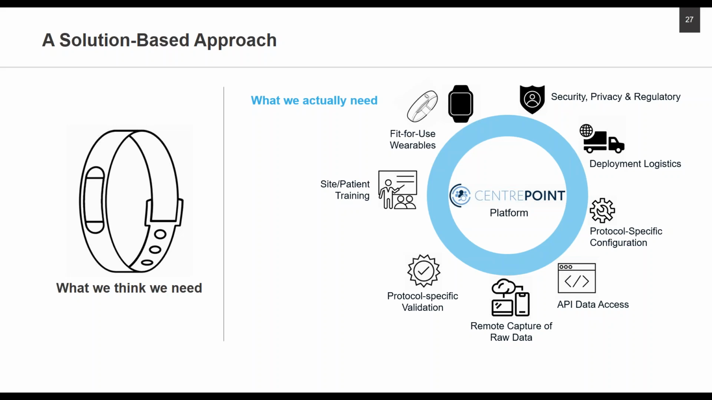And so ActiGraph sells a tool called CentrePoint, and that tool has been very beneficial in helping us ensure that we meet all the logistics requirements and all the validation requirements that we need to meet, to ensure that at the end of a study, we've got some quality data.